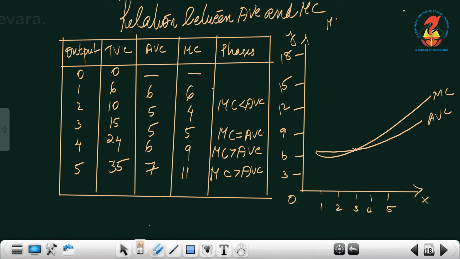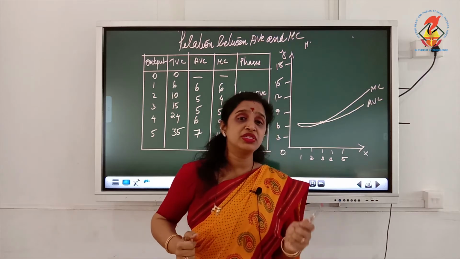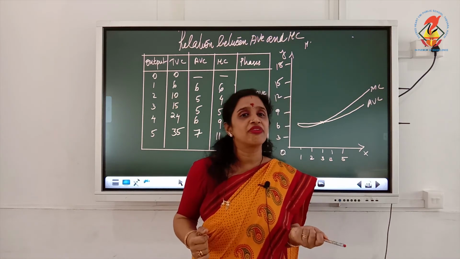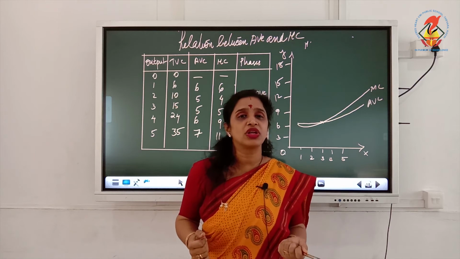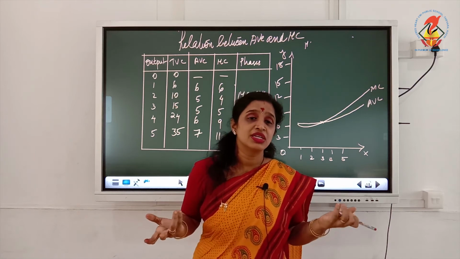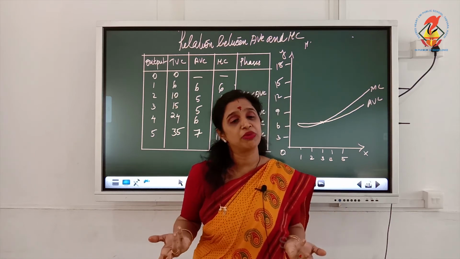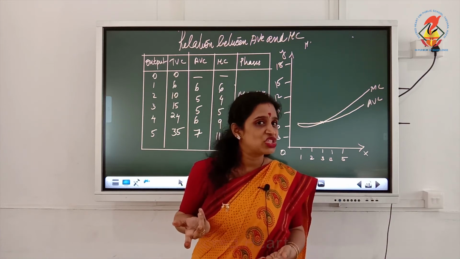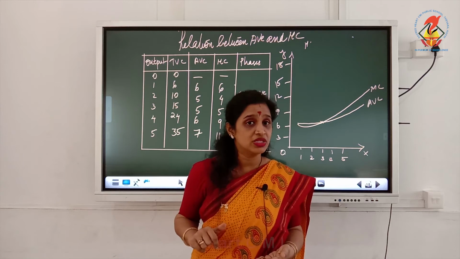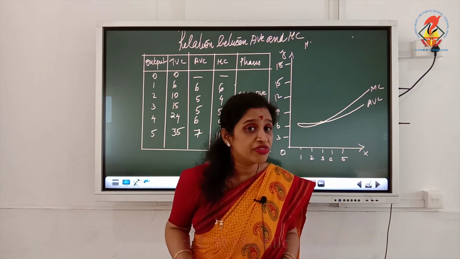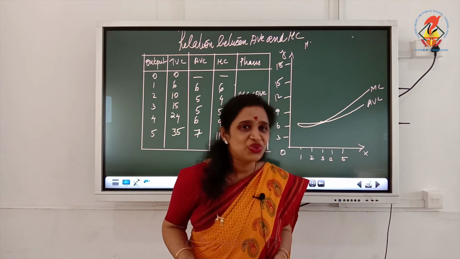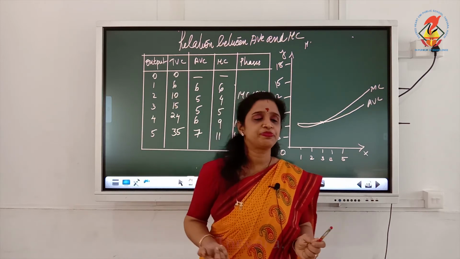So try to repeat it once again. Relation between TVC and MC. What is the relation? Any addition to the total cost can reflect a change in the total variable cost. Any change in the total variable cost will reflect the average variable cost, because average variable cost is found from TVC. AVC is equal to TVC by Q. This is how you have to learn.